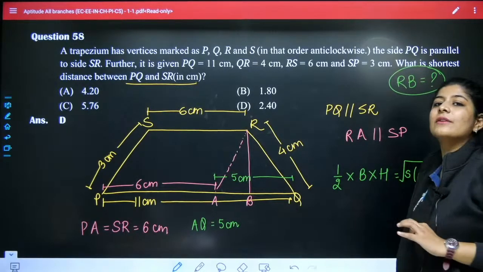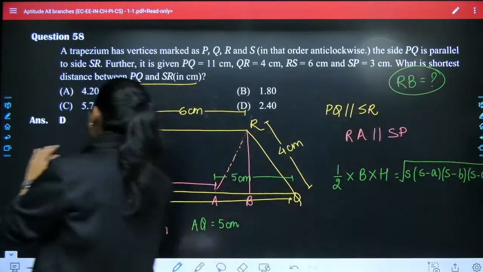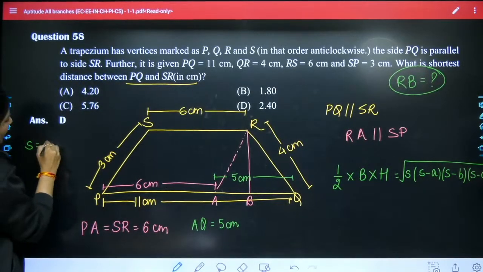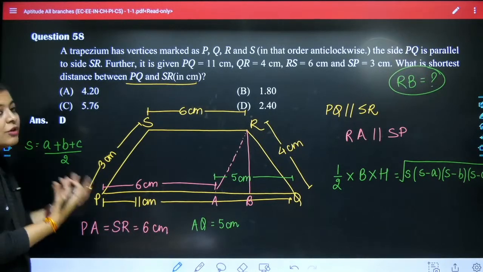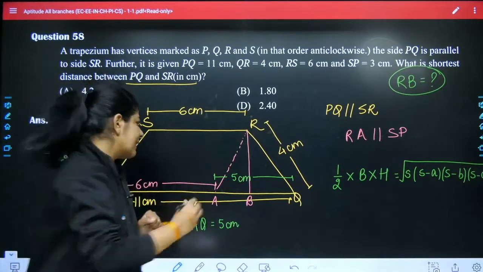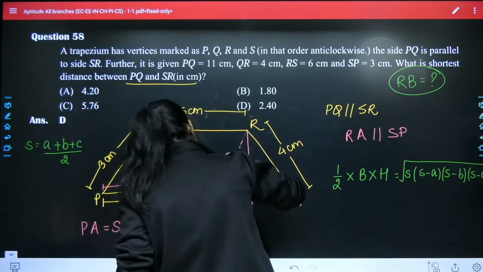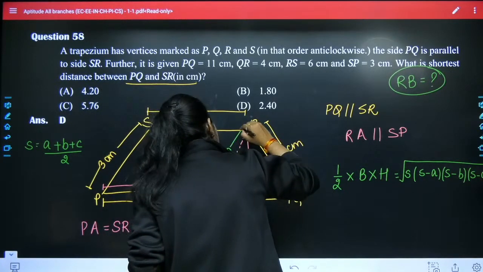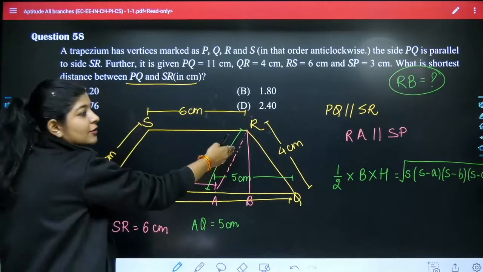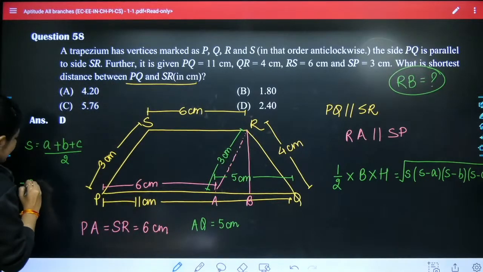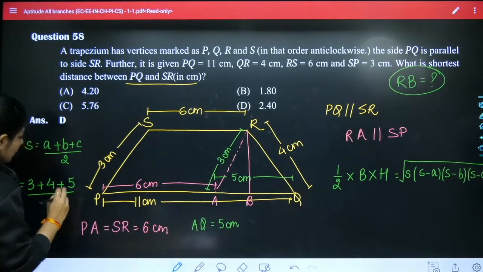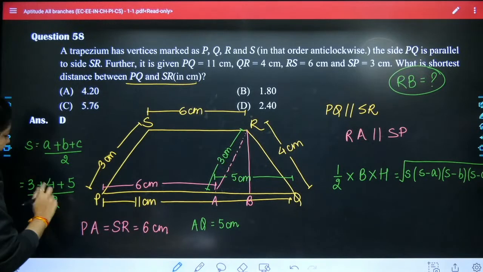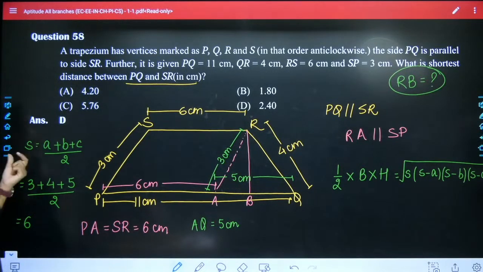Now, how do we calculate the value of S? The value of S is equal to A plus B plus C by 2. That means we should add all the sides of the triangle, and the side RA is equal to 3 centimeter, because this side is parallel to this side. So we can write it as 3 plus 4 plus 5 divided by 2. 9 plus 3 is 12, 12 divided by 2 equals 6. So we get the value of S as 6.